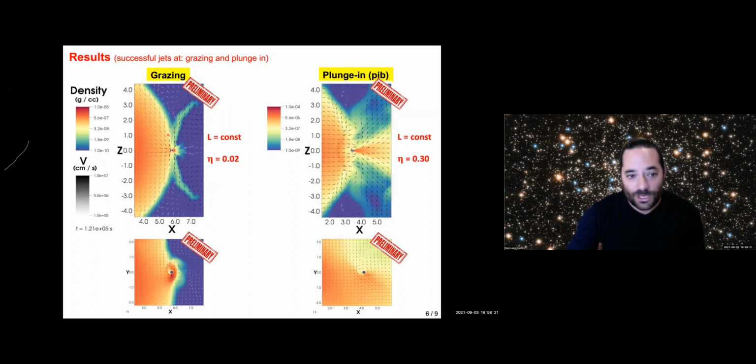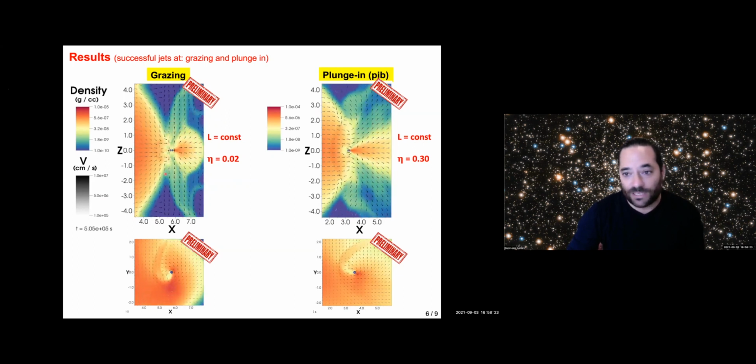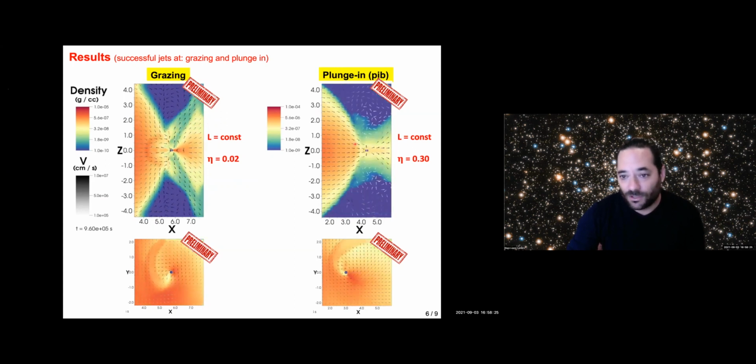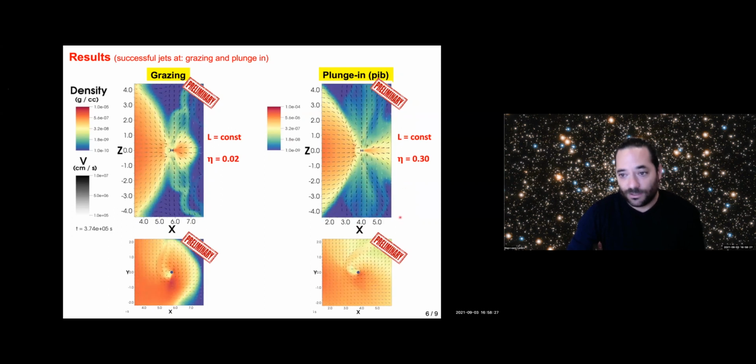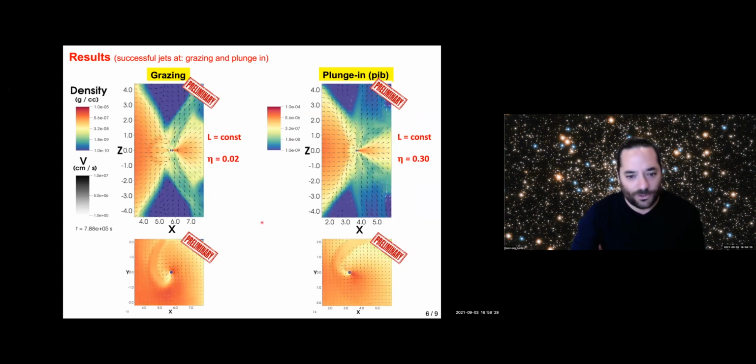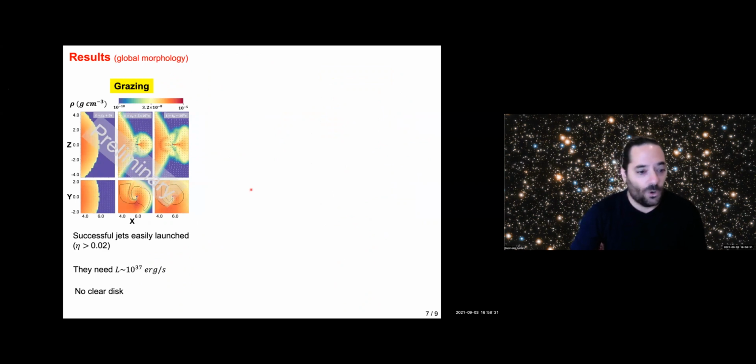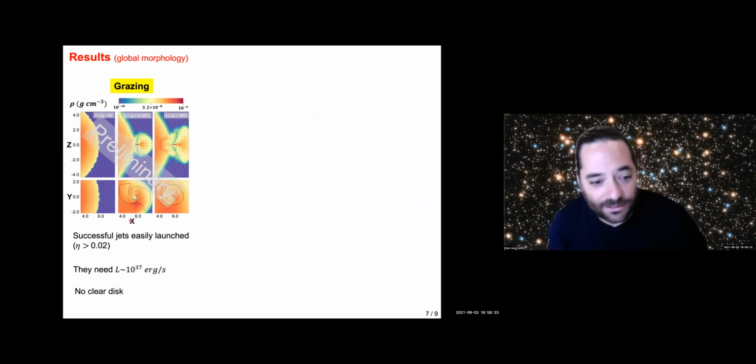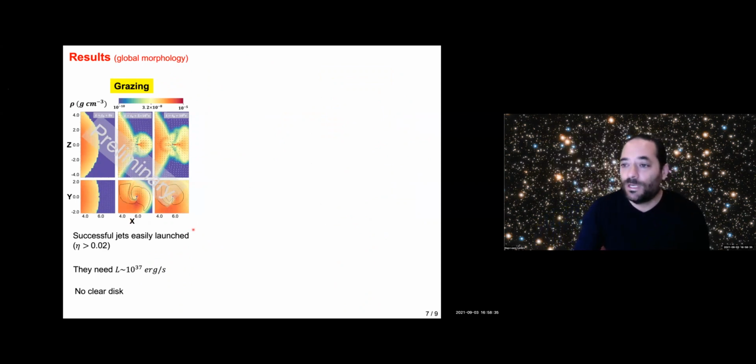And here I'm showing, you see these two nice jets formed here and also here. Okay, so when we're grazing, it's very easy to launch successful jets. They need around 10^37 ergs per second. And yet we don't see a clear disk formed.